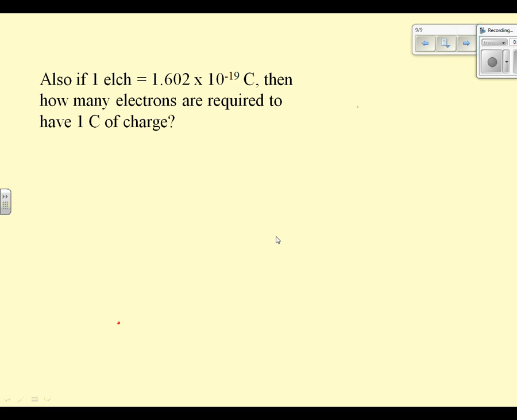This is the conversion from elementary charges to coulombs. So I'll let you jot that down while I do attendance, and then I'll be right back.